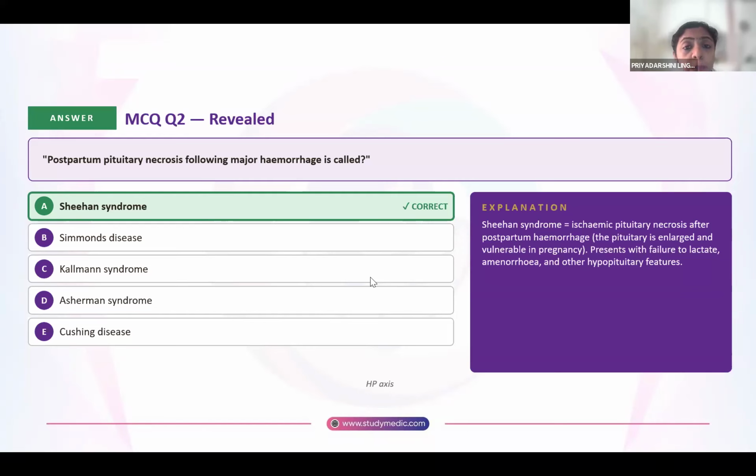So, how is the woman going to present to us? The woman is going to have failure in lactation. She's not able to have breast secretion. She will have hypopituitary features. Okay. So the entire pituitary undergoes necrosis. So all the pituitary hormones are not going to work.